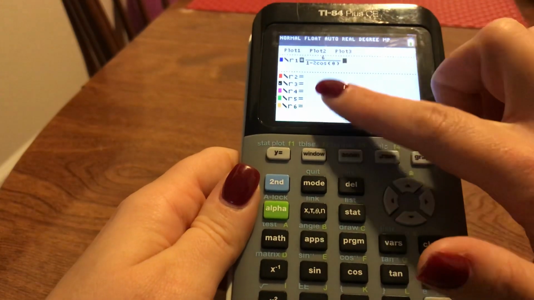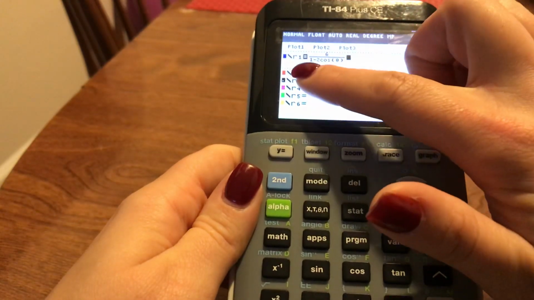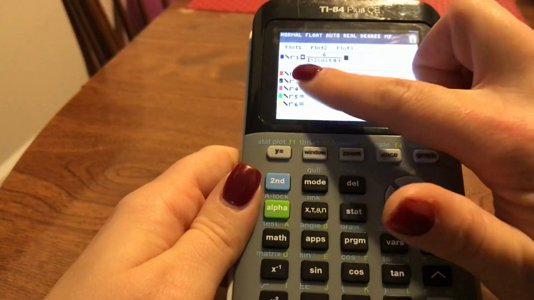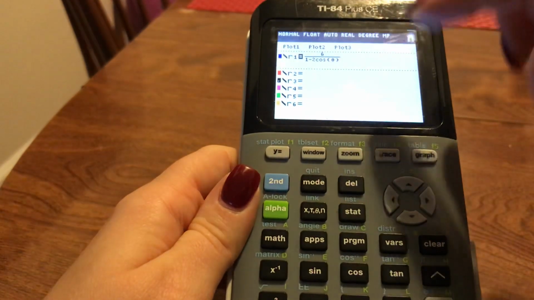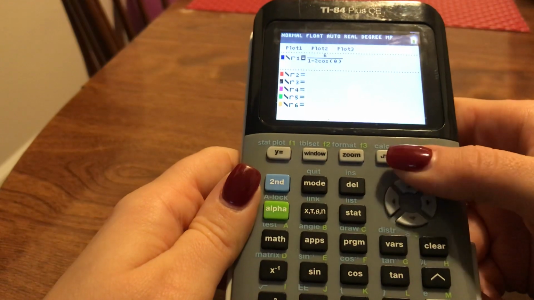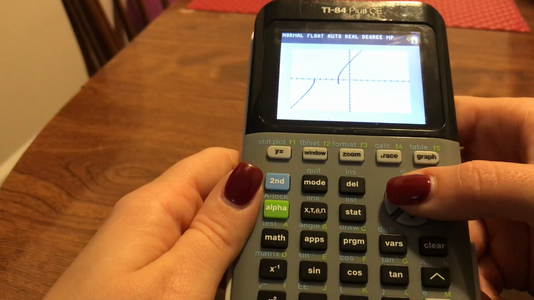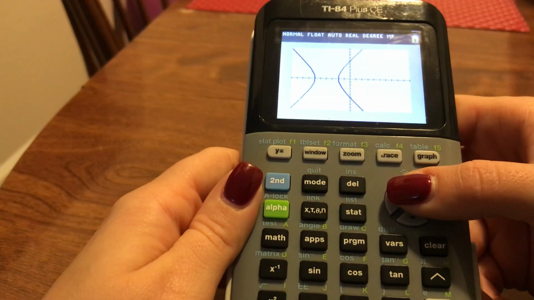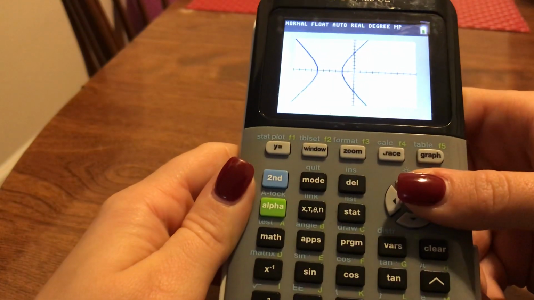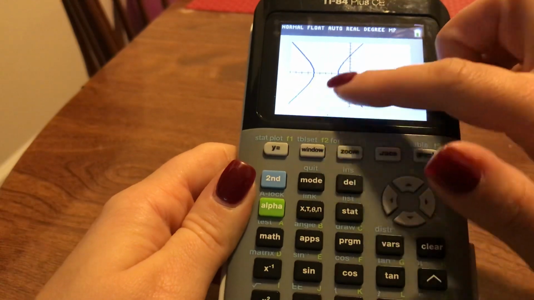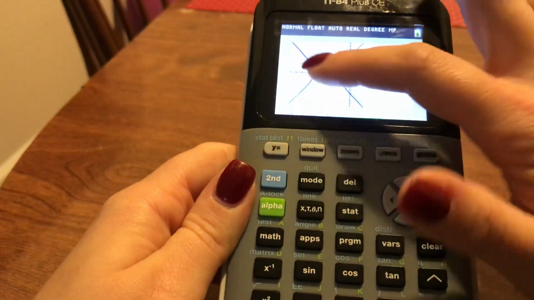If you have the older calculator, you have to do 6 divided by everything in parentheses on the bottom. Parentheses 1 minus 2 cosine theta. Close your parentheses. All right. Now we can hit graph. And we have a beautiful looking hyperbola. See how it graphed it. It's able to make this a nice smooth curve.